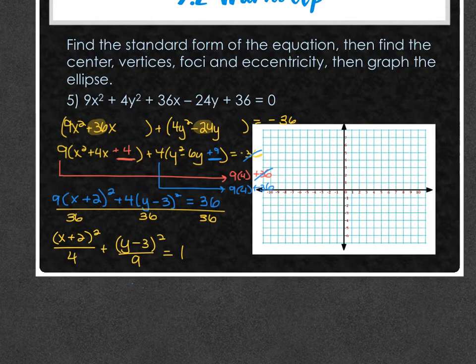And obviously, if this is like this on the quiz, you have to be so careful, because if that was wrong, everything after it continues to be wrong, right? You're using a wrong formula to find wrong information. So from here, I'm going to identify my center, which is negative 2, 3: the opposite of what follows x, the opposite of what follows y.